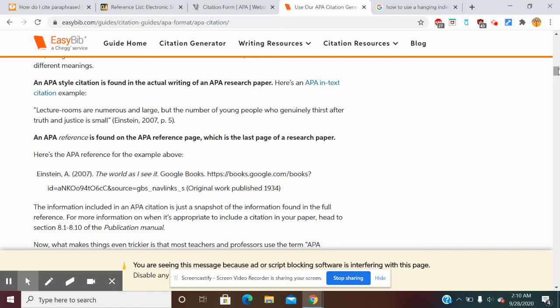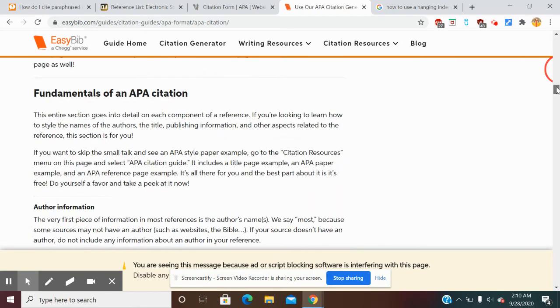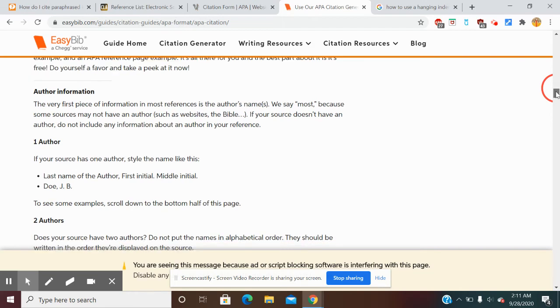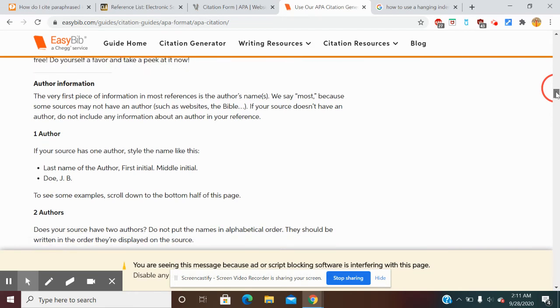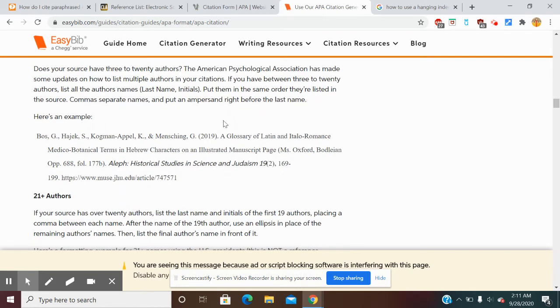Keep that in mind. These websites are designed to help the researcher complete their paper, and step by step there is so much information that is so useful. What to do if you have 1 author, what to do if you have 2 authors, what to do if you have 3 to 20 authors. There's an example. Please keep that in mind. Be mindful of these examples. This is a journal, by the way. I know that because of this.